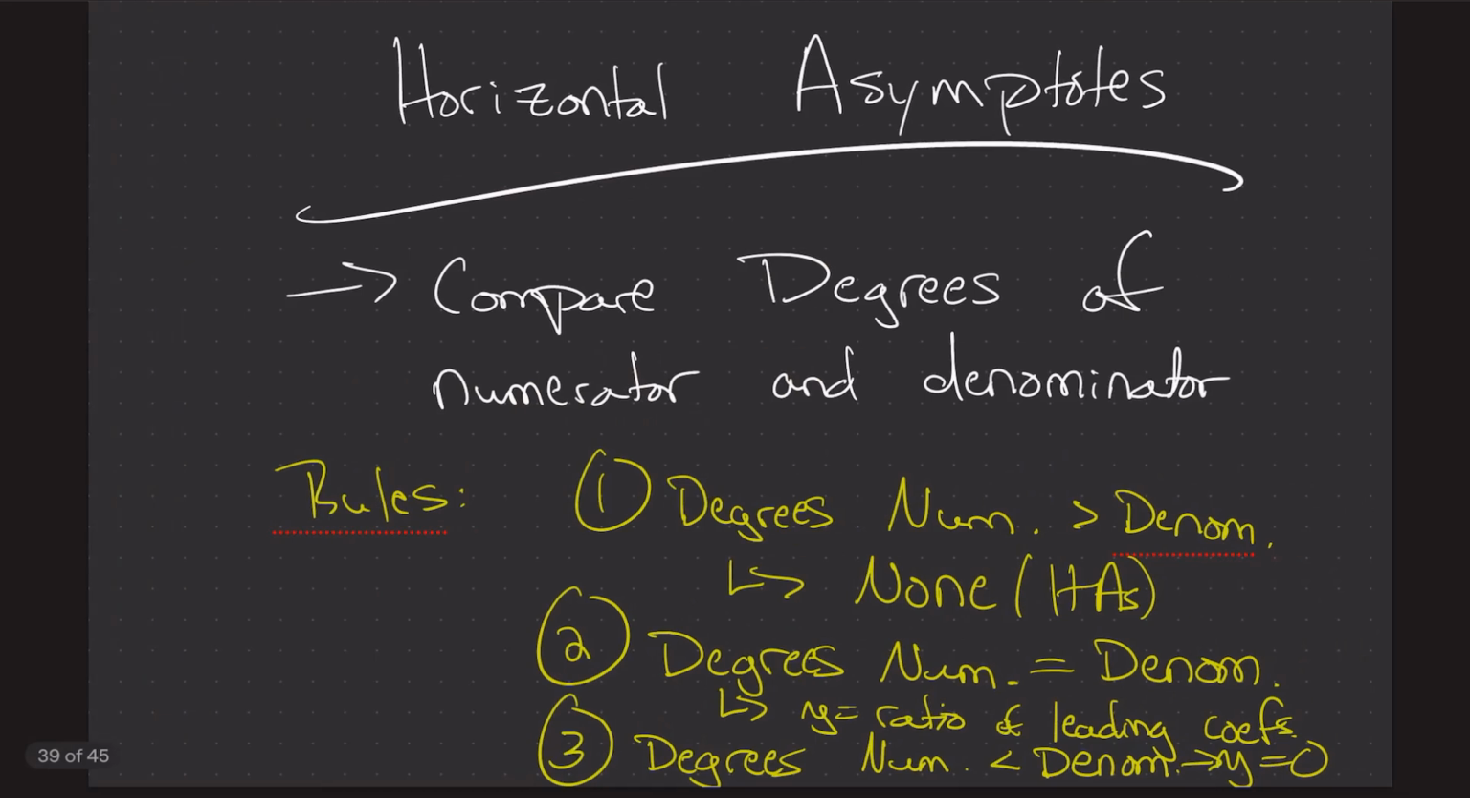Horizontal asymptote. So we compare the degrees of the numerator and the denominator to get the horizontal asymptote. Now, the rules here are a little more complex for the horizontal asymptote.